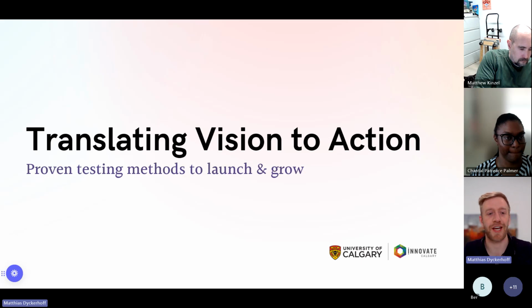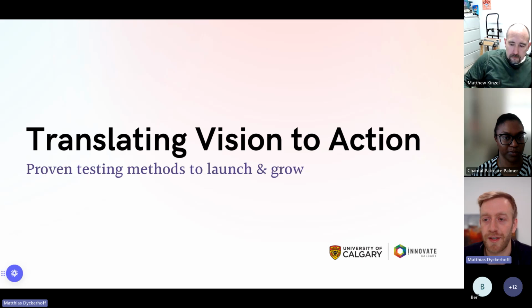So, translating vision to action. This topic came about as I was working with a few people in the hub, and I think our hub especially is focused on more early-stage companies. And so there's a need I see for more strategic thinking around how to actually test an idea and expand an existing product.